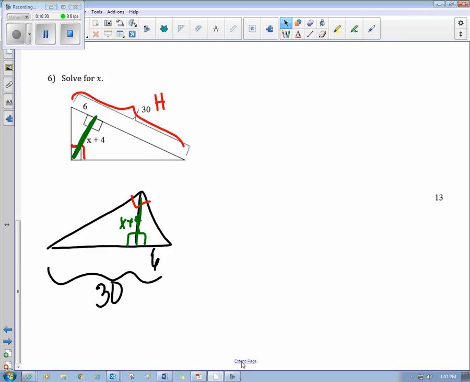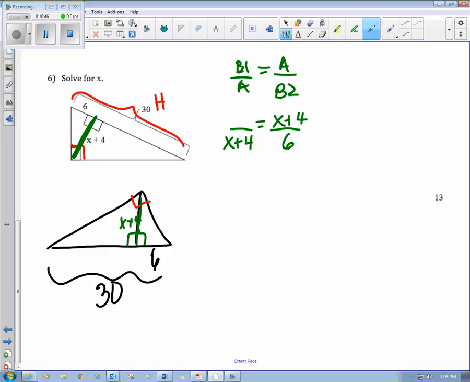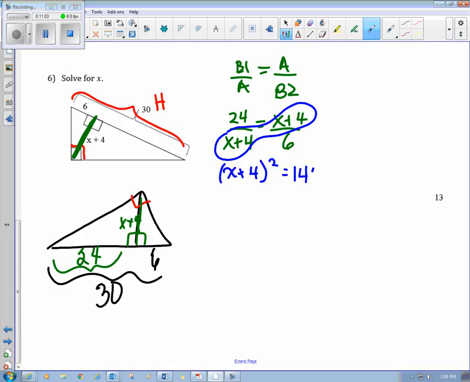Now, when you go through and set this up from either of them, notice we're using the altitude. So when I set this up, my altitude goes twice in here. And I have two bottom parts. One is 6 and one is 24. The part that goes from here to here, 30 minus 6, 24. So when I go through and I cross multiply here, please keep in mind that you need to FOIL that. It's x plus 4 squared equals 144. So x squared plus 8x plus 16 equals 144.